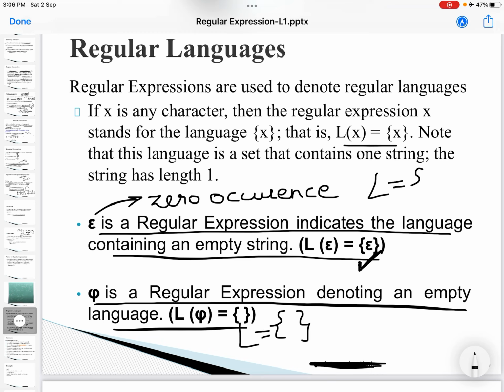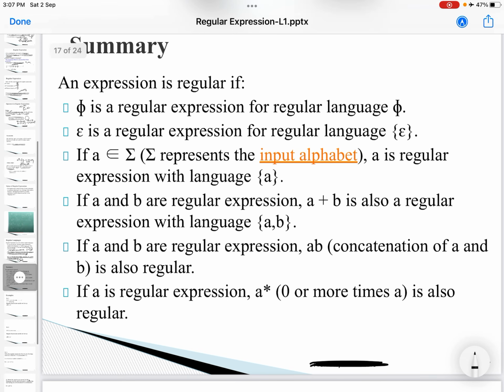When we say language equals epsilon, it means a null string is present in the language. When the language is empty, it is denoted by curly braces. Null string is present in the language, denoted as epsilon. If the language is an empty one, nothing will be represented, just curly braces.